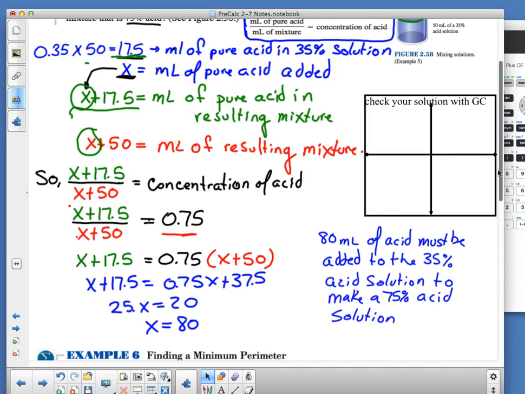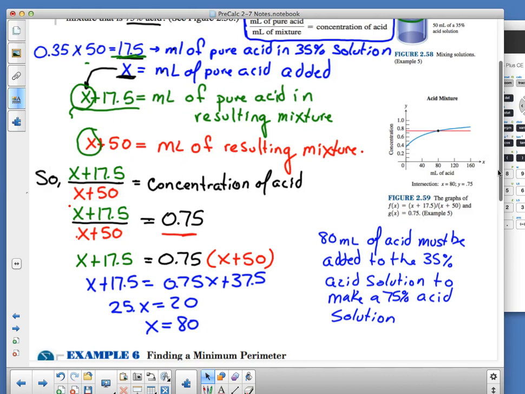We're done, but we can check our graphing calculator to see what it is. And really, I'm just looking at this problem of X plus 17.5 over X plus 50. So my Y1 would equal X plus 17.5 all over X plus 50. My Y2 was 0.75. And I'd find out where they cross, what mixture I'd add to it. Okay, so I can double check it that way too.